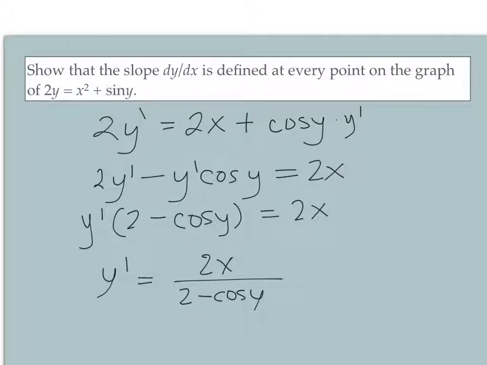Hey, does anyone have any questions about that one? Wait, when do you again put y prime? Anytime you take a derivative of y. So the 2y, why is it 2y prime? Because the derivative of 2y is 2. Okay. So it's 2 times y prime. Okay?